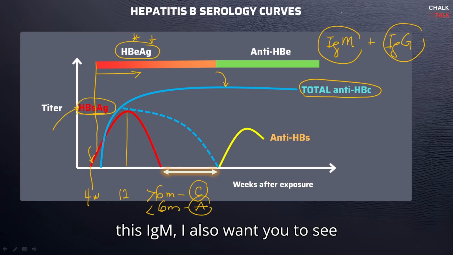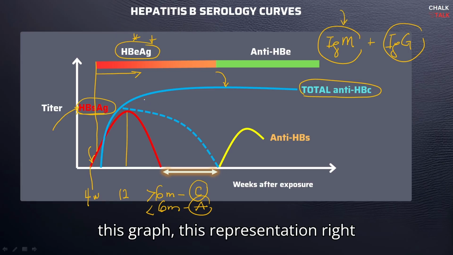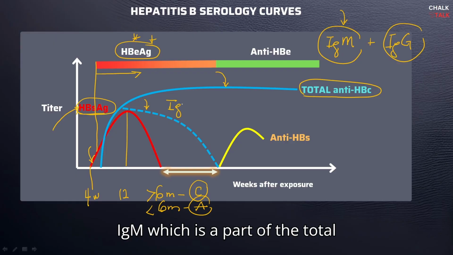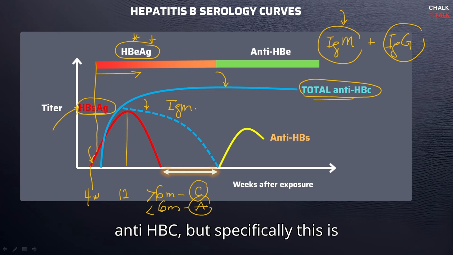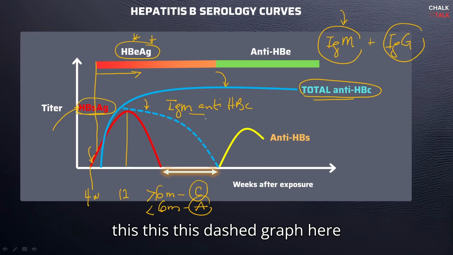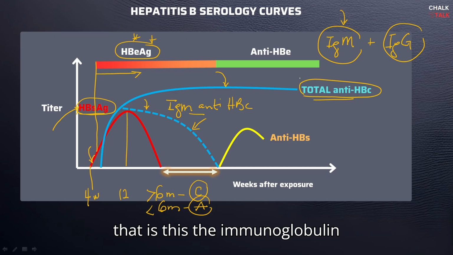So when I talk about this IgM, I also want you to see this graph, this representation right there. This is IgM, which is a part of the total anti-HBc, but specifically this is IgM anti-HBc. Okay, this dashed graph here, that is the immunoglobulin M.